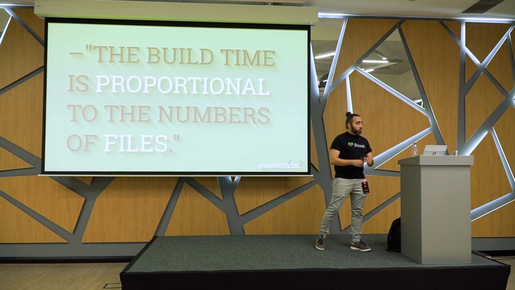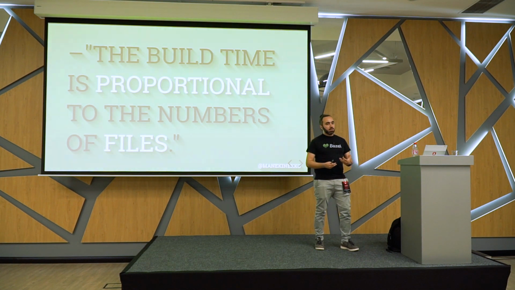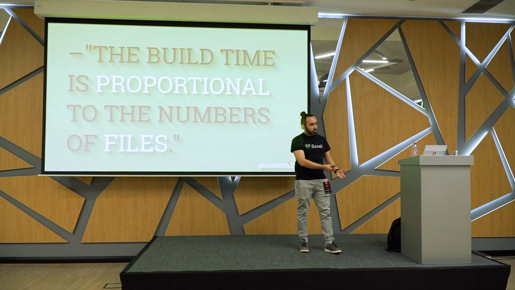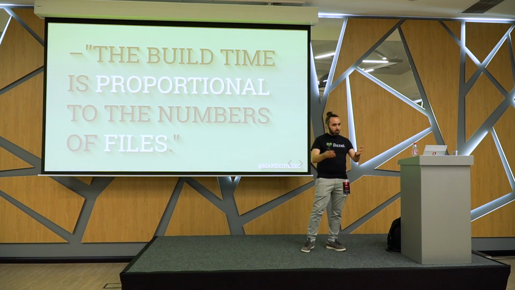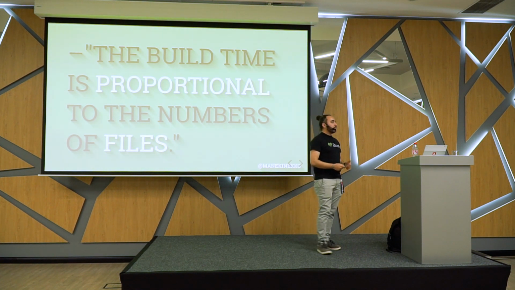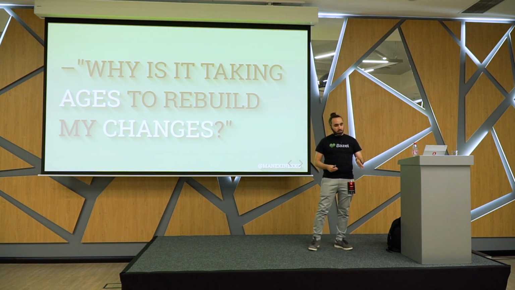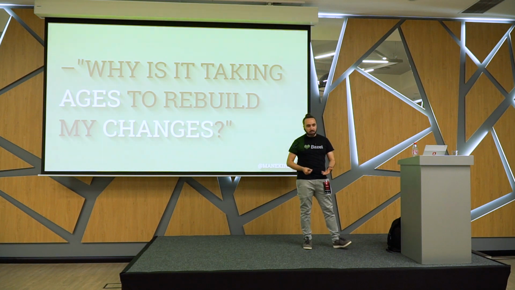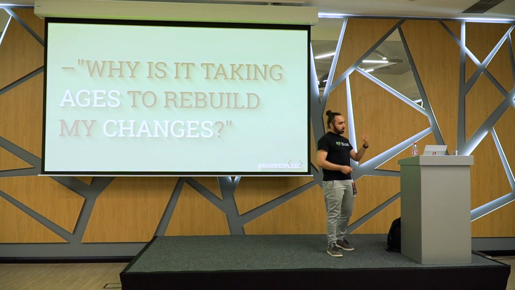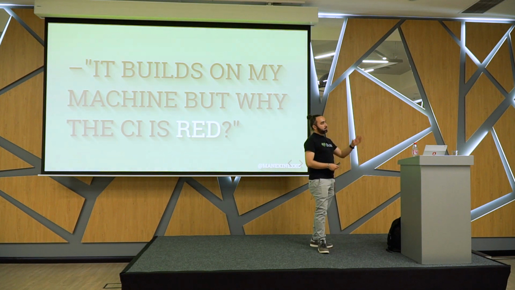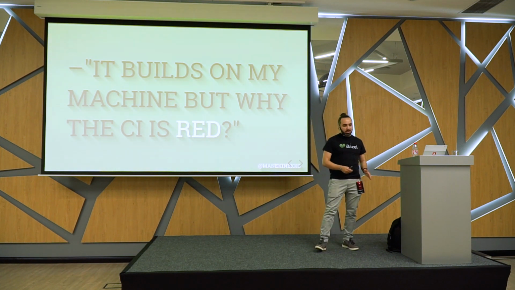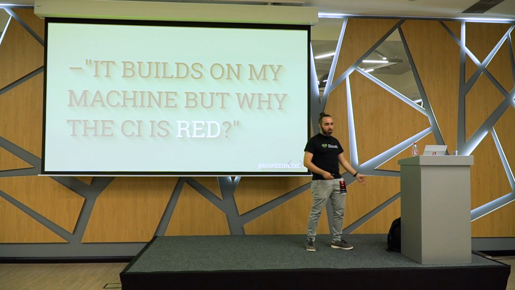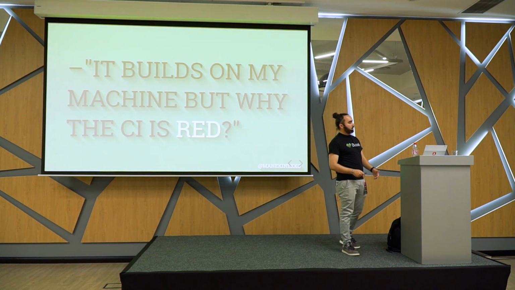And usually the build time is somehow proportional to the number of files you have in a project. So the more files you have in your application, the more time it takes. And I think all of you agree with me. Also, maybe some of you have already asked this question: why do my two-line changes take ages to rebuild, locally or on the CI? So that's another problem we need to solve. And also, the notorious phrase: it builds on my machine, it works on my machine, but I don't care about the CI. I don't know why these tests are failing or the build is not done correctly.